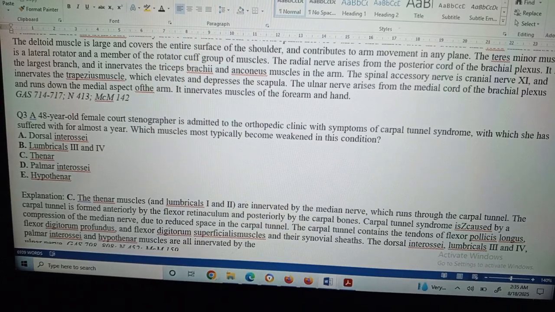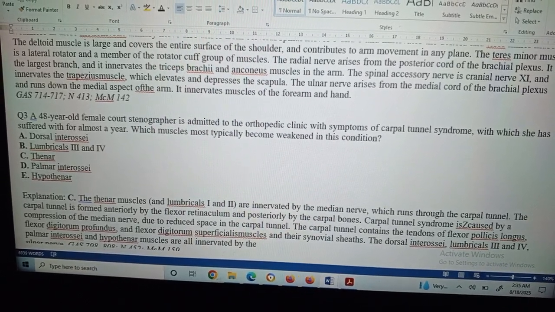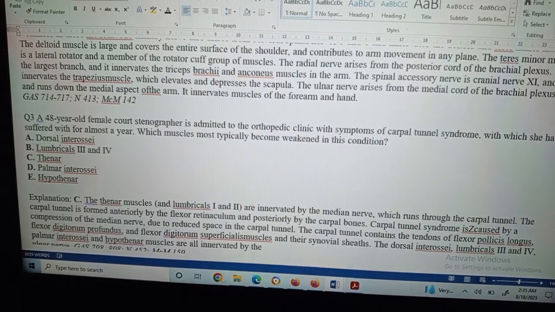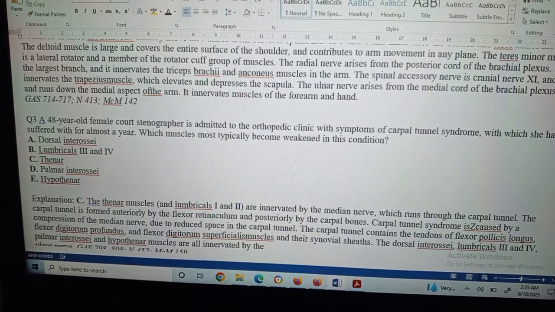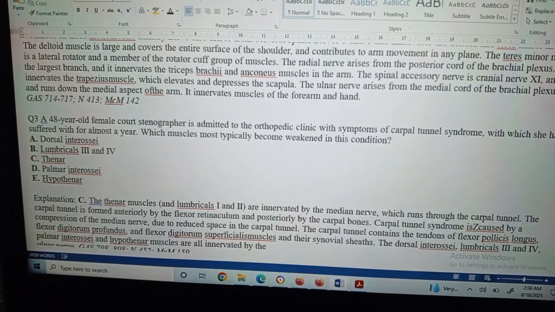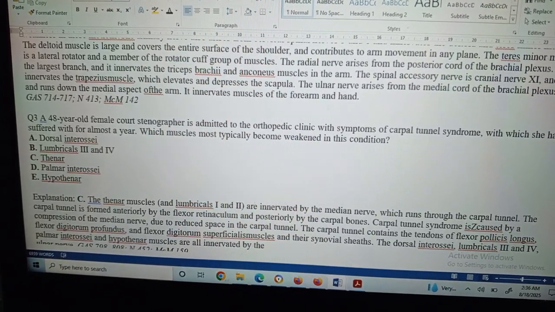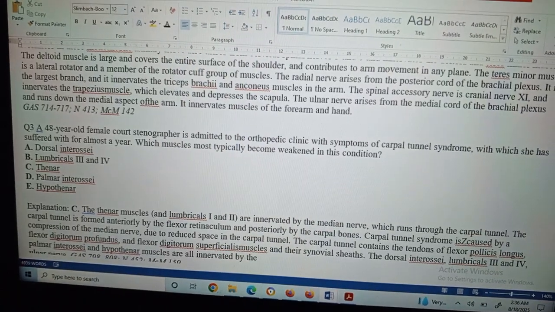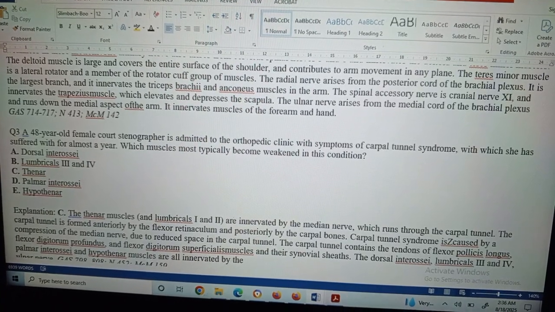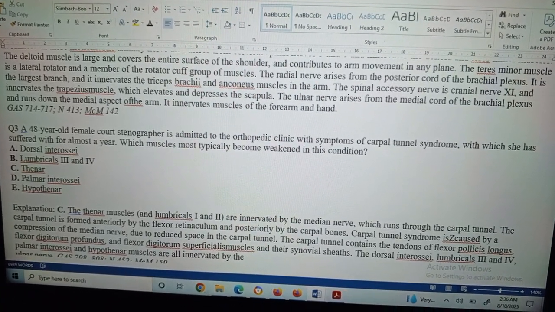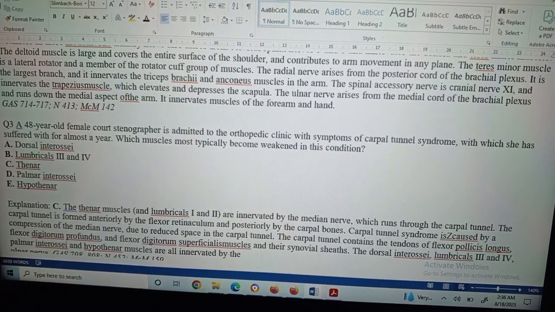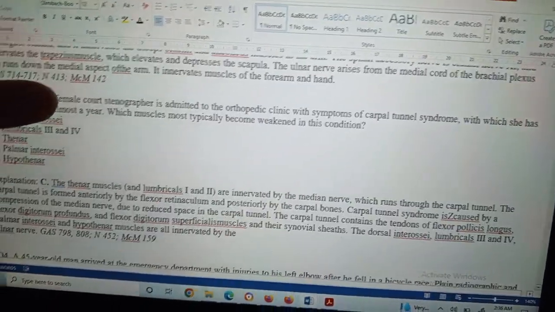The answer is 3. The thenar muscles and lumbricals 1 and 2 are innervated by the median nerve, which runs through the carpal tunnel. The carpal tunnel is formed anteriorly by the flexor retinaculum and posteriorly by the carpal bones. Carpal tunnel syndrome is caused by a compression of the median nerve due to the reduced space in the carpal tunnel. The carpal tunnel contains the tendons of flexor pollicis longus, flexor digitorum profundus and flexor digitorum superficialis. The dorsal interosseous, lumbricals 3 and 4, palmar interosseous and hypothenar muscles are innervated by the ulnar nerve.